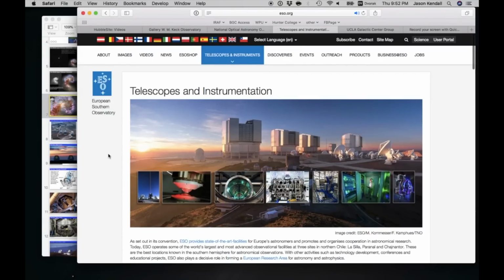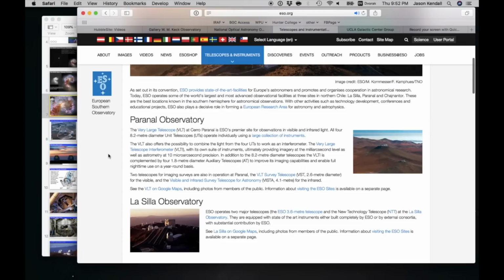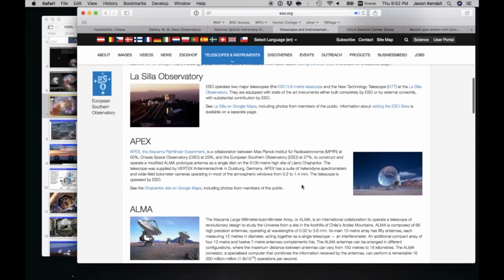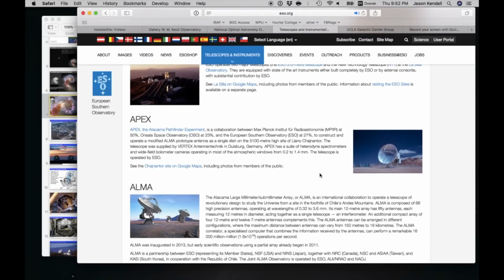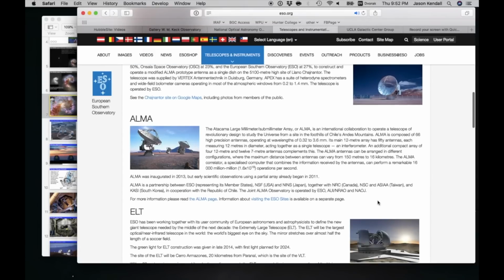The next one is the European Southern Observatory, and they have a number of instruments and telescopes. The Paranal Observatory, which is the VLT, the four 8-meter telescopes. They can be used individually or used as a large collection. They also have an observatory at La Silla, which is a 3.5-meter scope. The Atacama Pathfinder Experiment, which is APEX. But one of the more interesting ones is the ALMA array, which is a sub-millimeter array, which is light in the microwave wavelengths, and that has to be at extraordinarily high altitude in order to actually look at them.